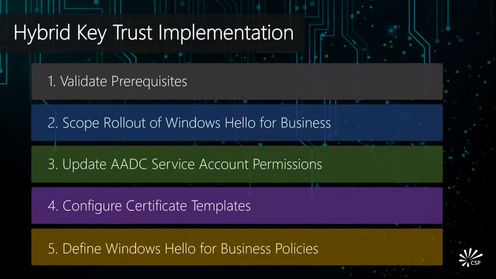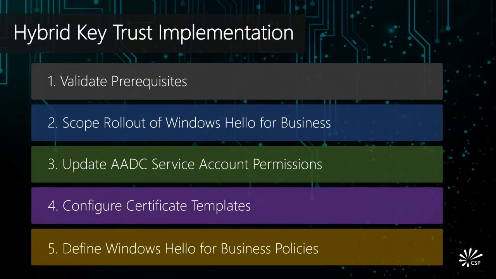So here is a high-level outline of the steps that we're going to walk through in the demo. But first, we need to validate our prerequisites, just to make sure we have all the necessary bits and pieces in place to support Windows Hello for Business. And then we're going to put something in place to scope out our Windows Hello for Business rollout, because most likely you don't want to just deploy this across your entire organization at once. You're going to want to test it out. You're going to want to deploy it to a set of pilot users first. So we'll see how we do that.